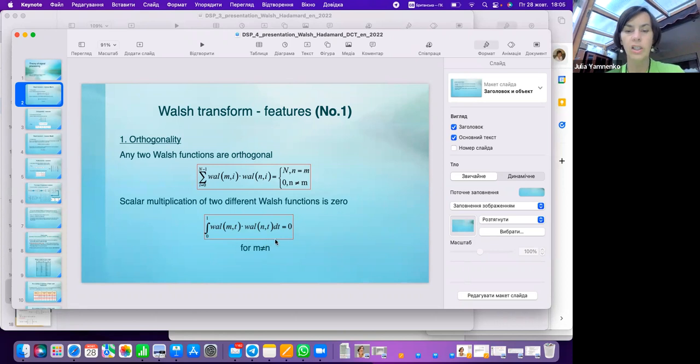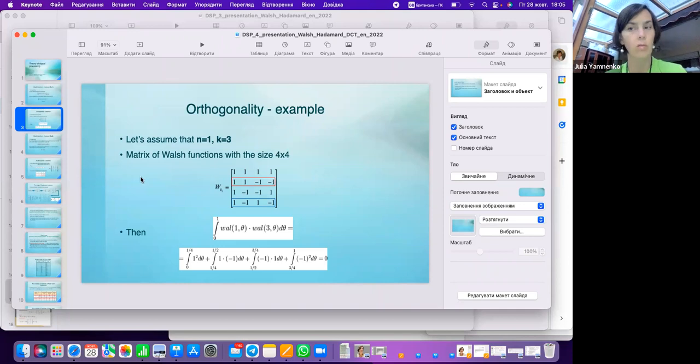And also it is the same in continuous form, but as I said before, we will deal mostly with the discrete function. So discrete signal processing is our main topic in this discipline. And here you can see an illustration of how this orthogonality feature works.